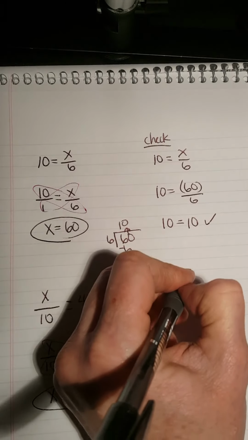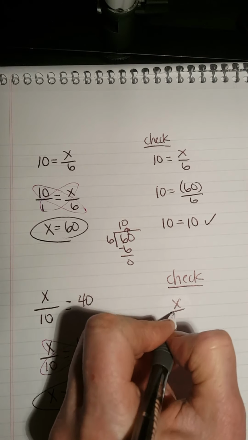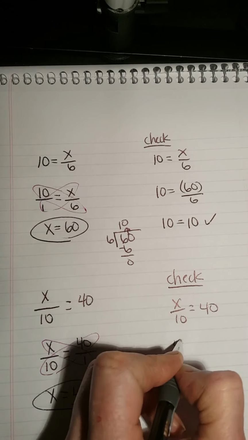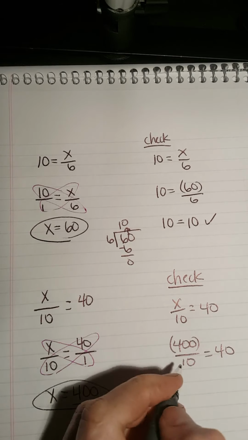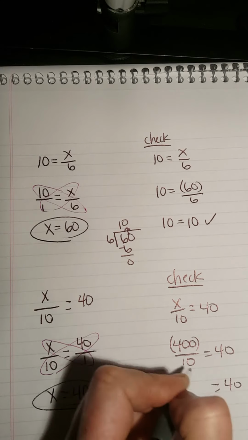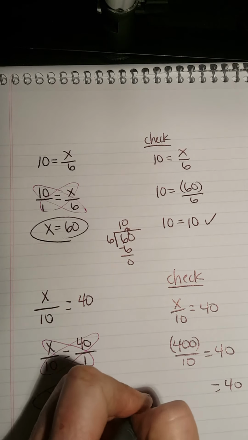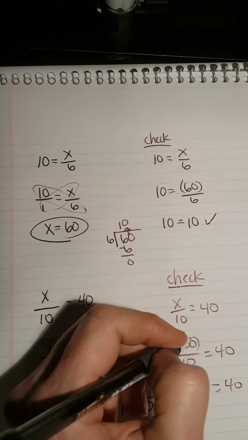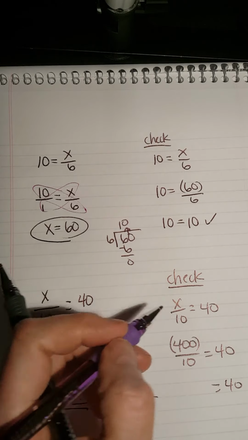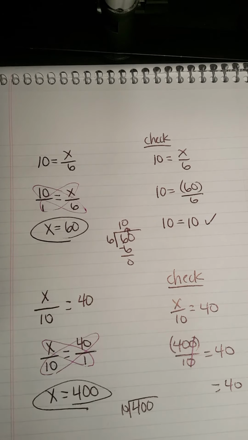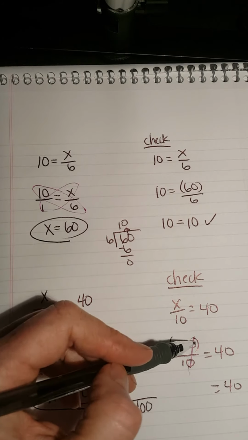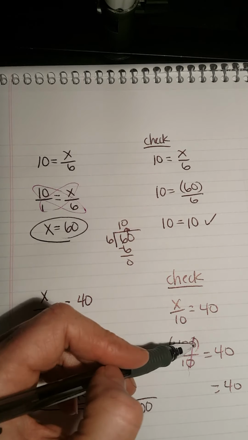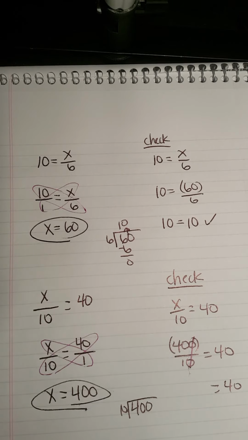I can check it. x divided by 10 equals 40. Substitute 400 in place of x, and I can do my division here. I can do 400 divided by 10, but also know that you can divide by 10 easily. You just cross off the zeros. Anytime you have zeros, you can just cross them off like that. You have to have matching zeros to do that though. Every time you have a 0 on top and on bottom, you can cross them off. You're dividing by 10, which makes the work over here easier.